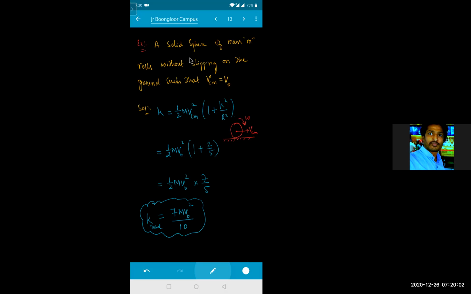How much did we get for a solid sphere? 2 by 5. So 1 plus 2 by 5 is how much? 7 by 5. So 5 into 10. So total kinetic energy is 7 into m V0 square divided by 10.